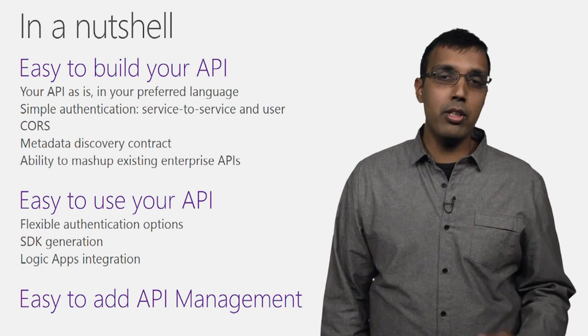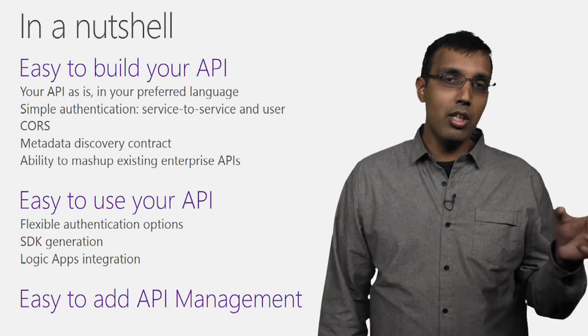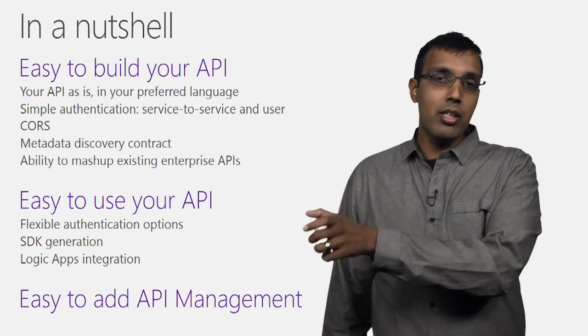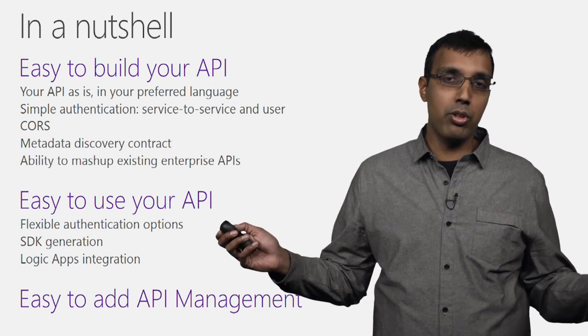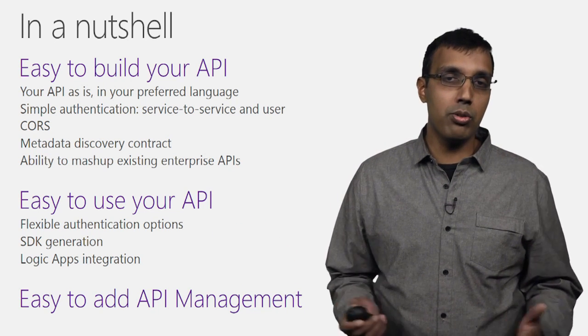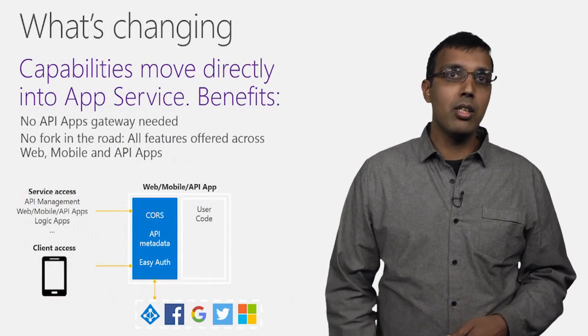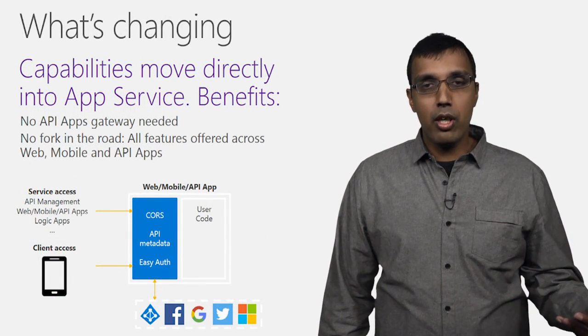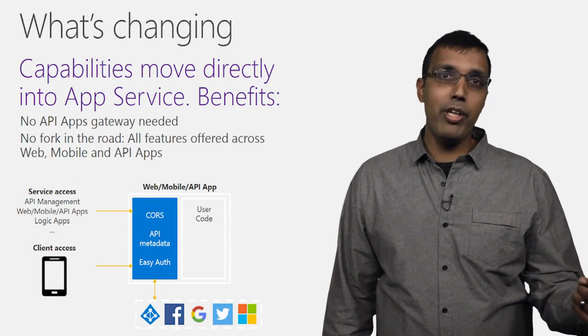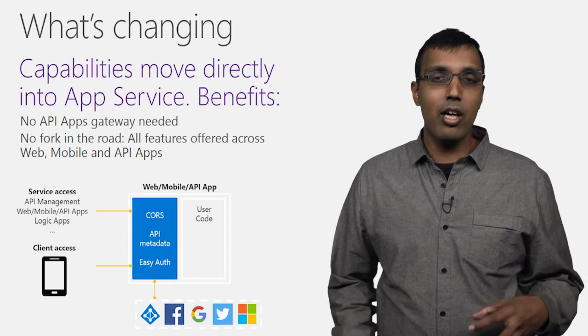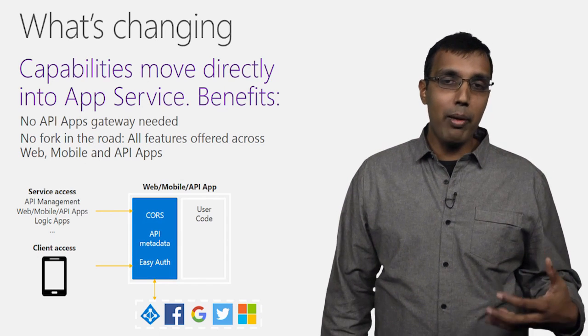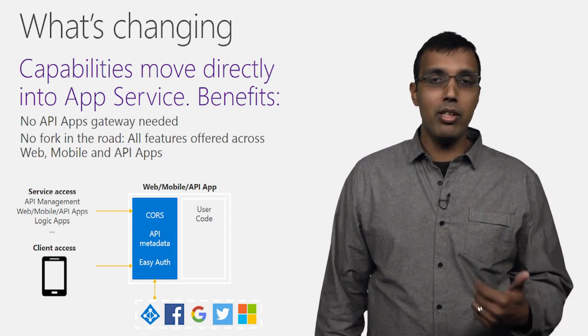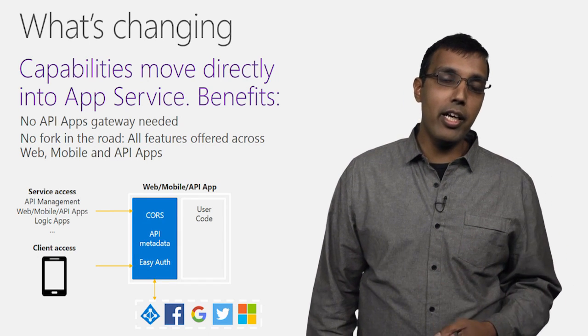And what you can do there is stitch together a bunch of APIs, both your custom APIs as well as marketplace APIs, to orchestrate a process or workflow. All the features we've just talked about, CORS, API metadata, and EasyAuth, are built into App Service. That means they're available across web, mobile, and API apps.